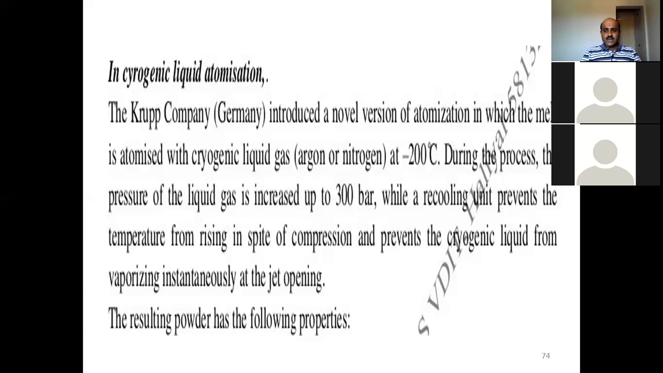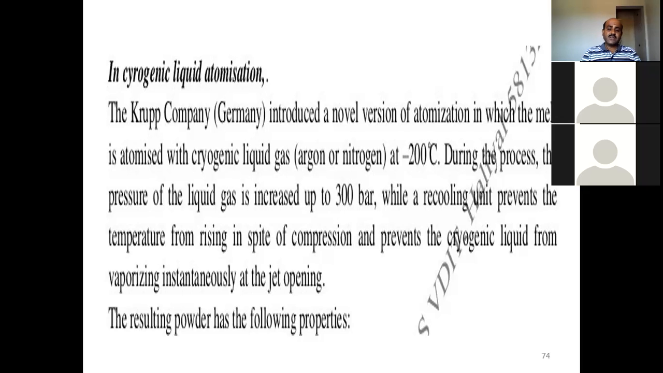See, this is basically a new method they have introduced, where the melt is atomized with a cryogenic liquid gas. So liquid gas in the form of argon or nitrogen, and this atomization takes place at a temperature of minus 200 degrees Celsius. During this process, the pressure of the liquid gas is increased up to 300 bar.